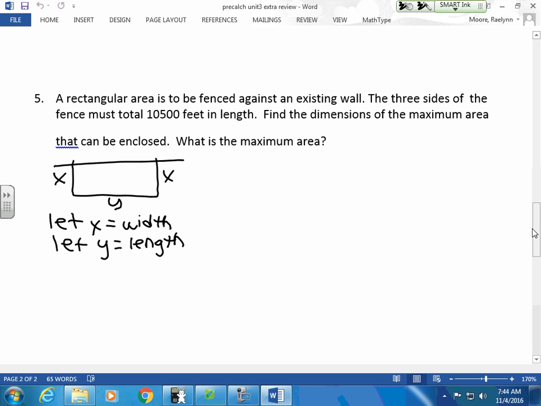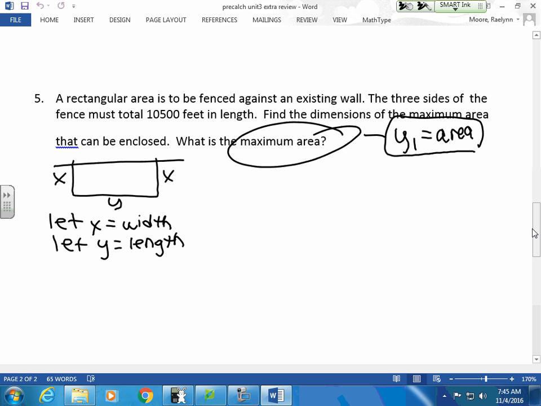Okay, what is it I'm maximizing? Area. So where is this going? So start like this. Y1 equals area. Lily, make sure you write this down. Yeah, I did. That's what's going to help you when you get that solution and you find your point. Now, I've got to be given another piece of information. So they told me that the three sides of my fence total to 10,500 feet. So what do I do with that?